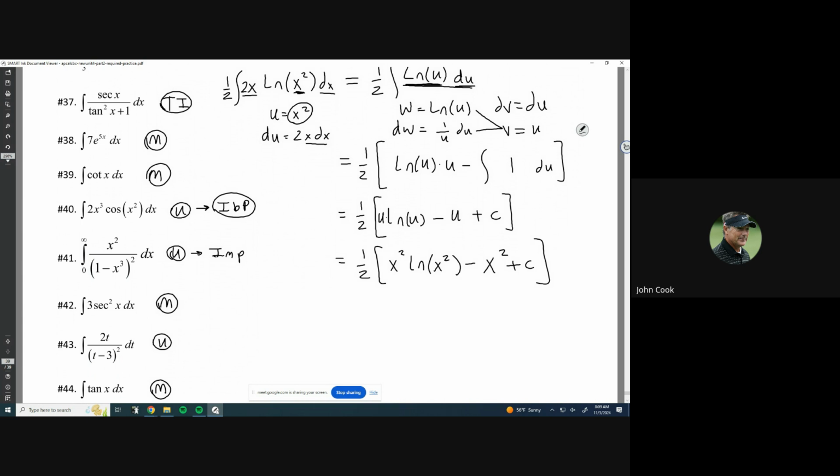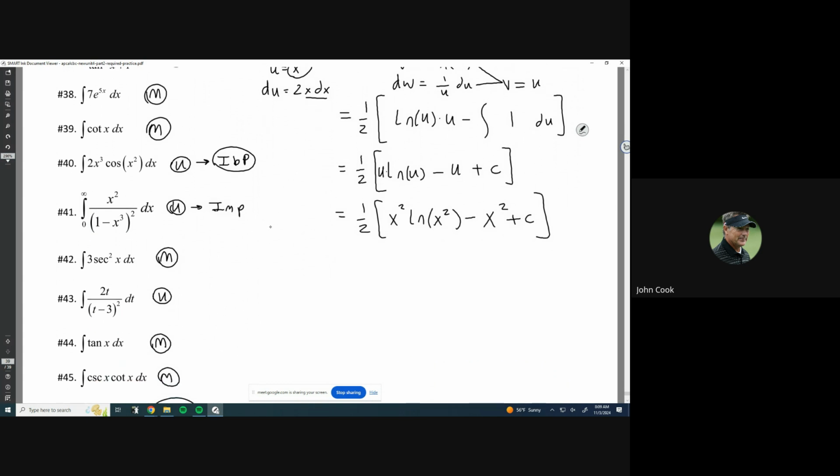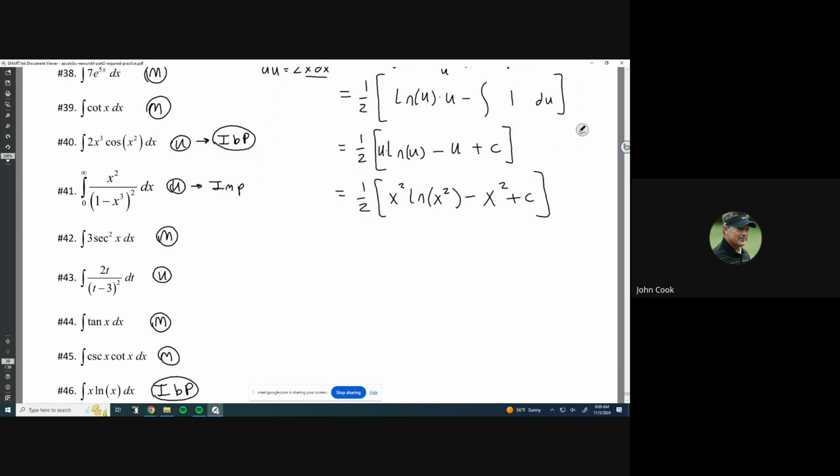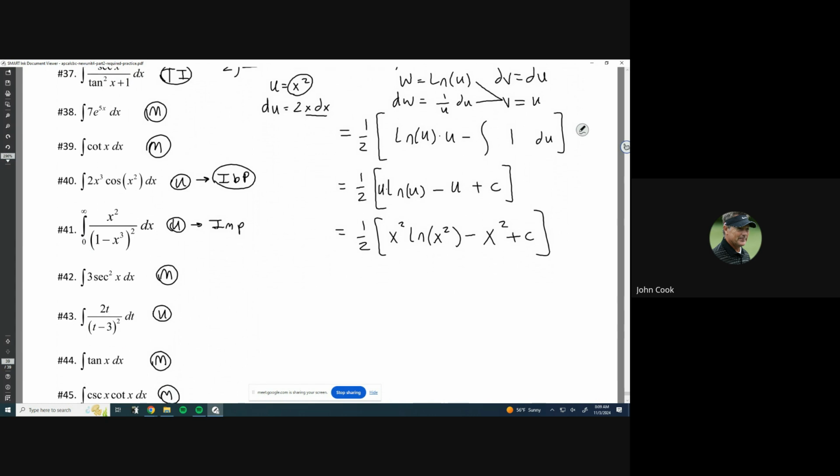Okay, next up, it looks like number 40. Yeah, so number 40. And it's going to be the same thing. It's going to be a u substitution, and then it's going to be an integration by parts right after that. Okay, so let's see why that's the case. And let me erase all this stuff so I get a little bit of room to write.